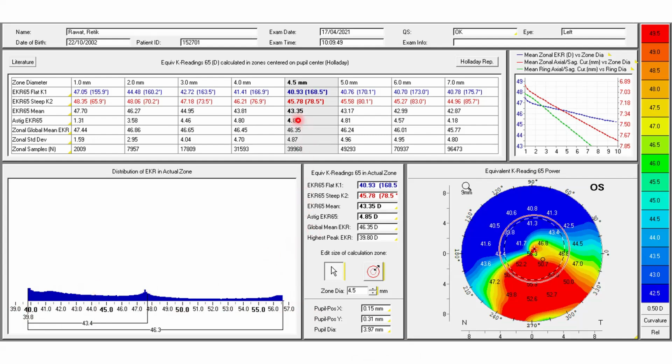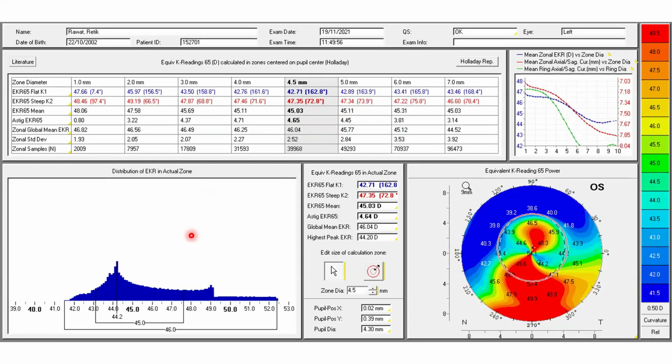So in such patients, if we look at the K values, which are the EKR 65 values, we see that from around 3 mm to 4 mm to 5 mm, there is very little variation in the axis as well as corneal power. And the mean astigmatism also remains fairly stable across the pupillary values. So this is one big advantage that we have of the EKR 65 values, where we don't know which K value to take for keratoconus patients.